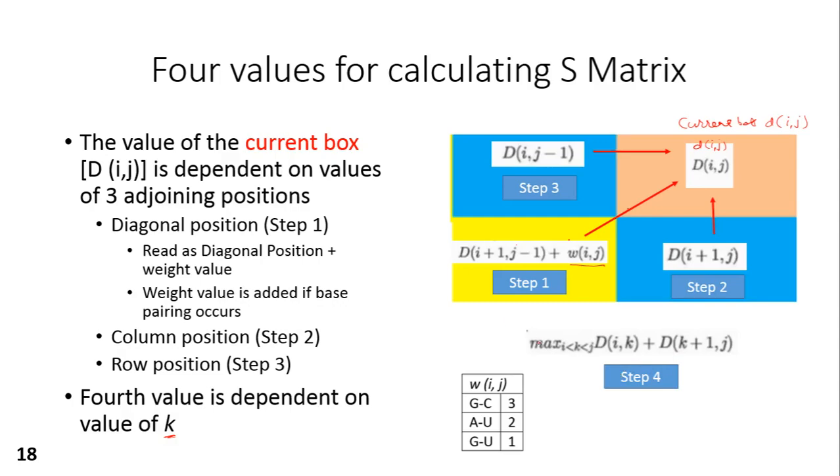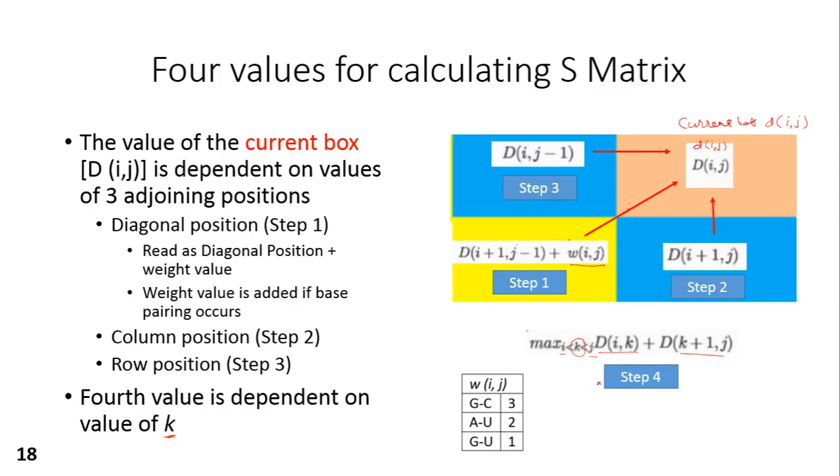Now this is how you read step 4. You would read it as: while the value of k falls between i and j, we need to add the values at position Dik and position Dk plus 1, j. We need to find the maximum of the added values, and that will be our step 4. So you don't have to worry if you don't understand this mathematical expression right now.